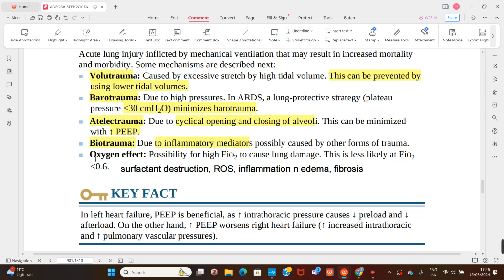Then the last one is oxygen effect. Too much oxygen. How can you deliver too much oxygen? You have delivered a very high FiO2. When FiO2 is too much, it's going to cause lung damage.